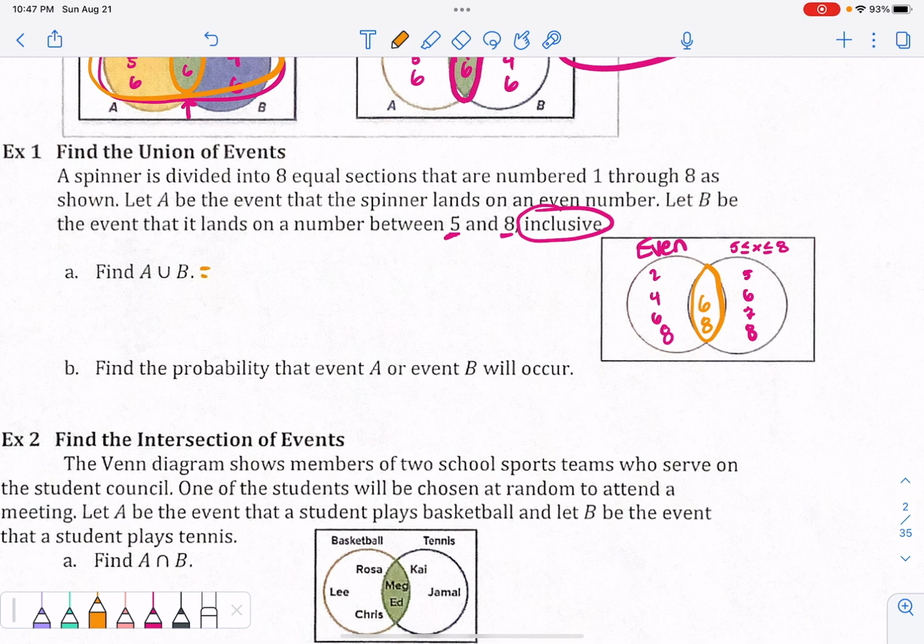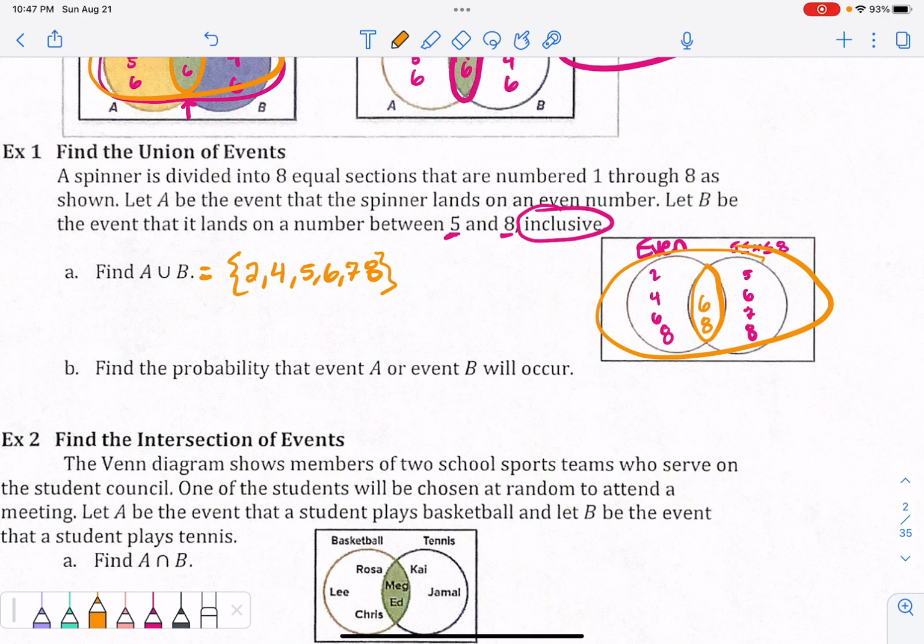The union is all of the possessions. Everybody together gets to join under one roof, no matter what side of the list that they are on. And we're just going to list them in order. So 1 is not on my list, but 2 is, 3 is not, 4, and then 5, and then 6, and then 7, and then 8. So there is my union. The only numbers that are not in it are 1 and 3, I think.